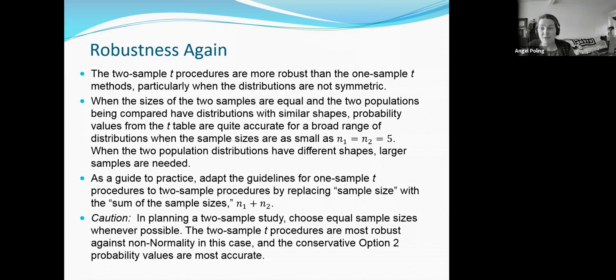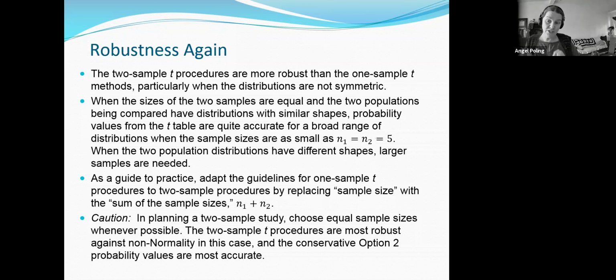When the two population distributions have different shapes, larger samples are needed. As a guide to practice, adapt the guidelines for one sample t procedures to two sample t procedures by replacing sample size with the sum of sample sizes. Bam, that's the paragraph, the little phrase that we needed earlier. We did this, we just didn't have permission, right? We used the chapter 20 stuff, and instead of a sample size, we use the sum of the sample sizes. So we did that, trying to suss out what the question was asking us, but here we finally have it in written form, which is satisfying.